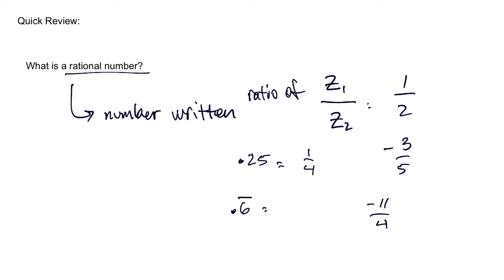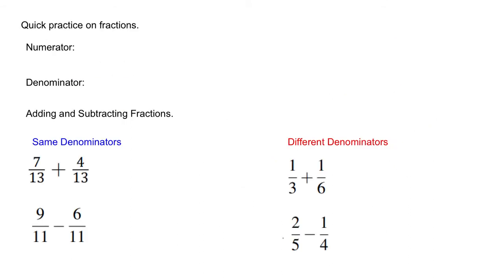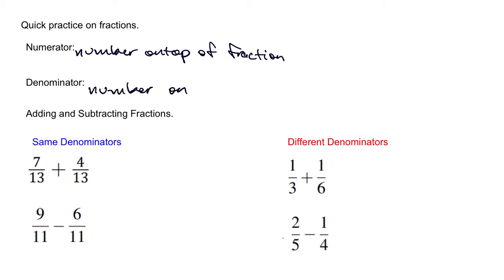0.6 repeating is 2/3. If you don't believe me, use a calculator and you'll see. So we can have a terminating decimal and a non-terminating repeating decimal or a fraction. Okay, you should know this. This is just a quick recap of what a rational number is. So another quick recap. Numerator is the number on top of a fraction. Denominator is the number on the bottom.